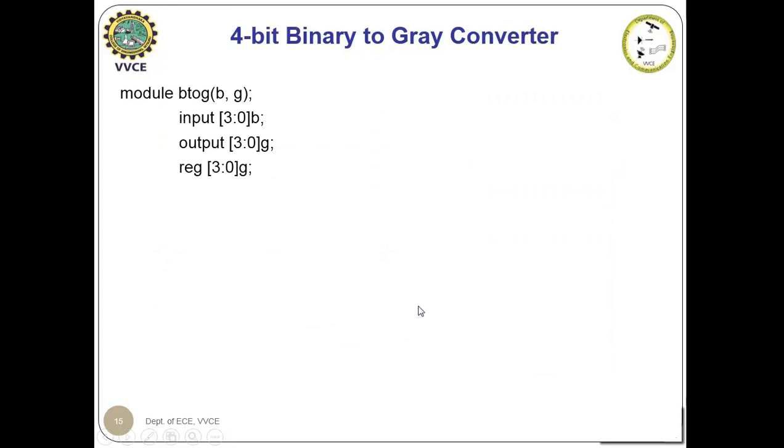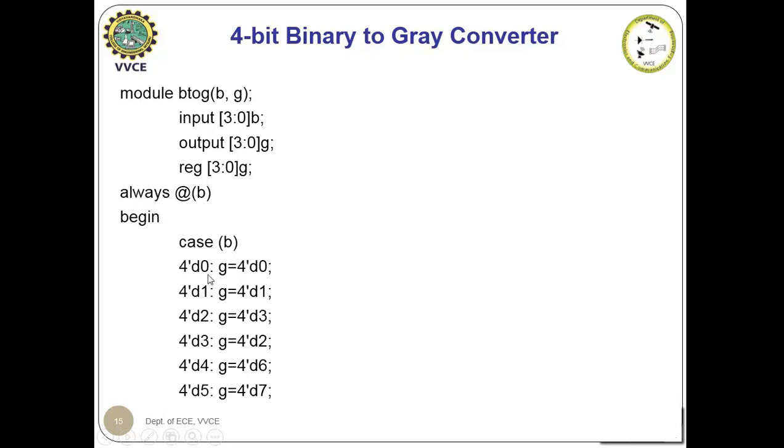So to start with, I'll be defining the module B to G, that is binary to gray. I have B as input and G as output. So input, it's a 4-bit vector. Output is a gray 4-bit vector, that is G. As I'm writing a behavioral model, I'll be defining the output as a register. So register G, which is 4-bit. Always at B, begin, case of B.